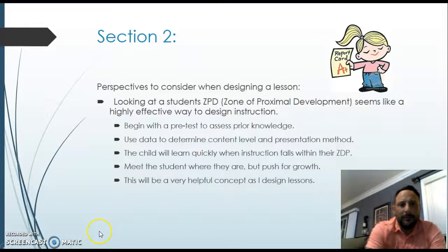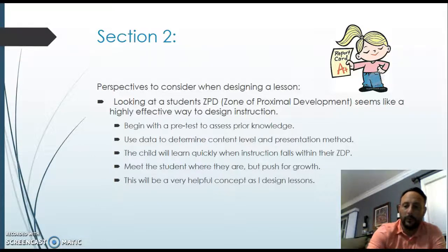All right, continuing. Some perspectives to consider when designing a lesson. Perspectives I always consider, and also when I read the book, it looks at the student's ZPD, which is zone of proximal development. It seems like a highly effective way to design instruction. Basically, beginning with the pretest to assess prior knowledge. That's what I did, and then also use data to determine content levels and presentation methods.